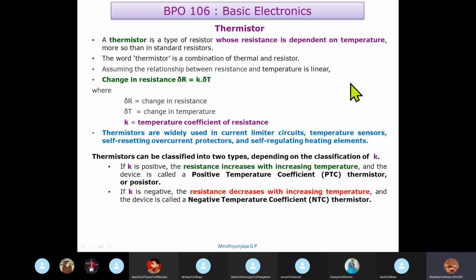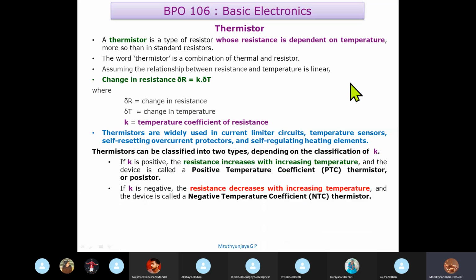Going by the principle of operation, they can be of two types. If K is positive, that's the variation of resistance with temperature: increasing temperature, the resistance increases. If K is positive, the resistance increases with increasing temperature, and the device is called a positive temperature coefficient thermistor. That thermistor is called a PTC, positive temperature coefficient thermistor, or a positor.